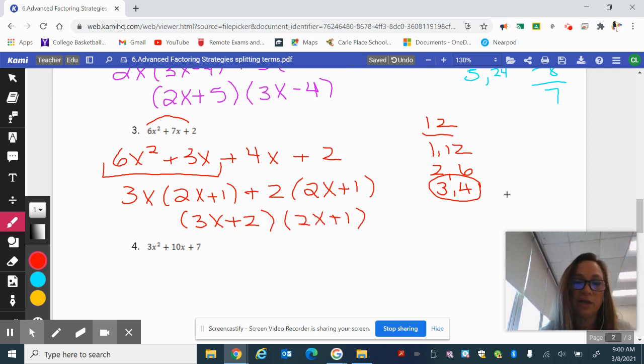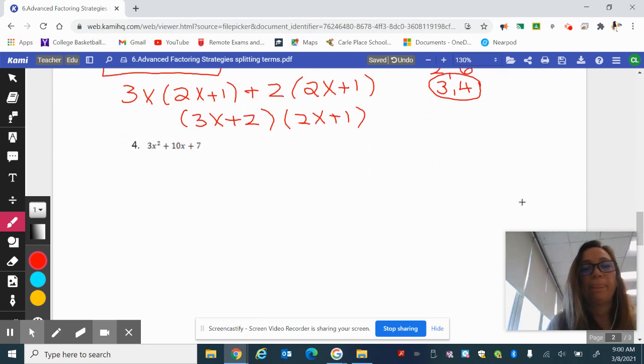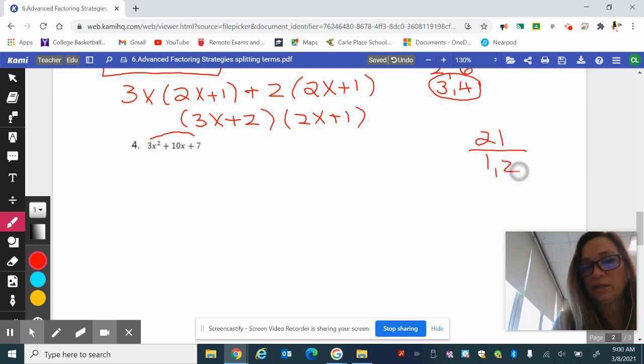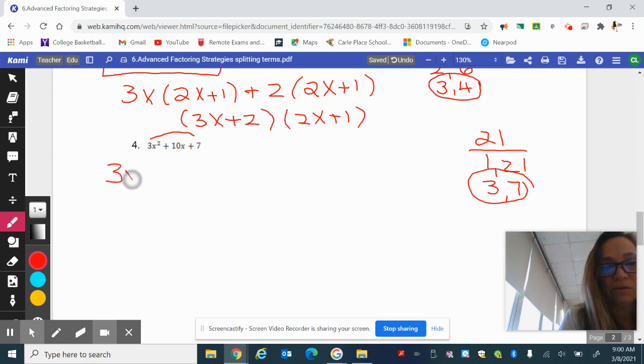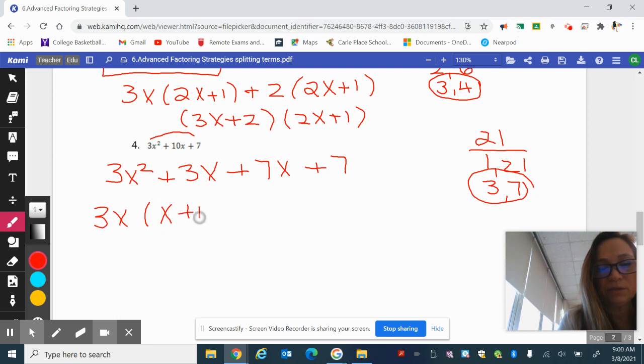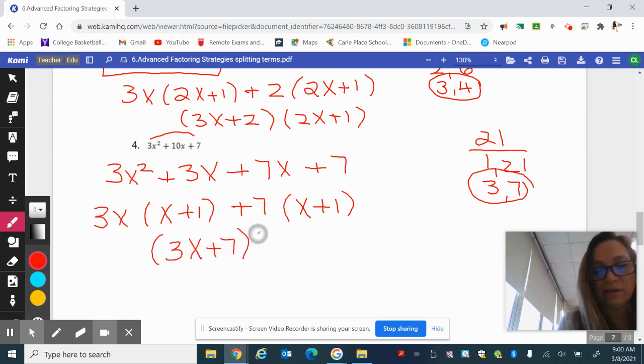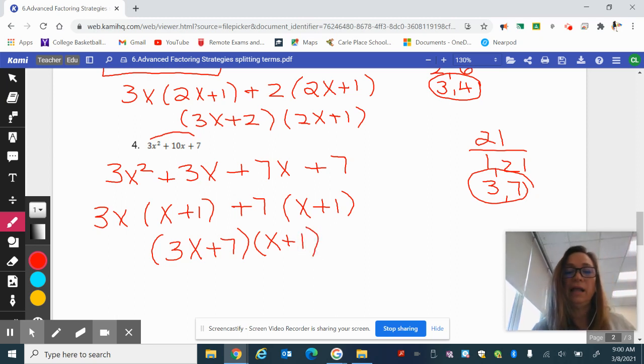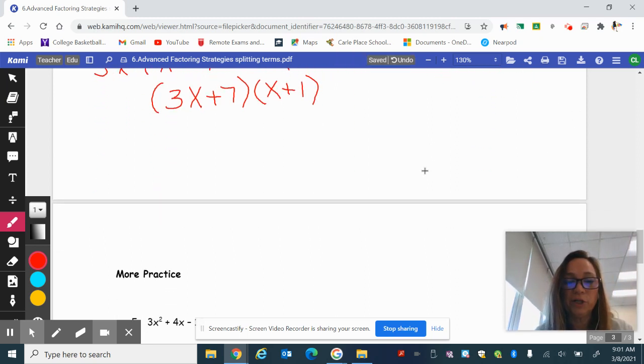And obviously I can check it. Looking good. Okay, so 3 times 7 is 21. 1 and 21. 3 and 7. Winner, winner. So 3x squared plus 3x plus 7x plus 7, pulling out a 3x, x plus 1, repeats the x plus 1, and a 7. So 3x plus 7 times x plus 1. And that's it. That's called splitting the linear term.